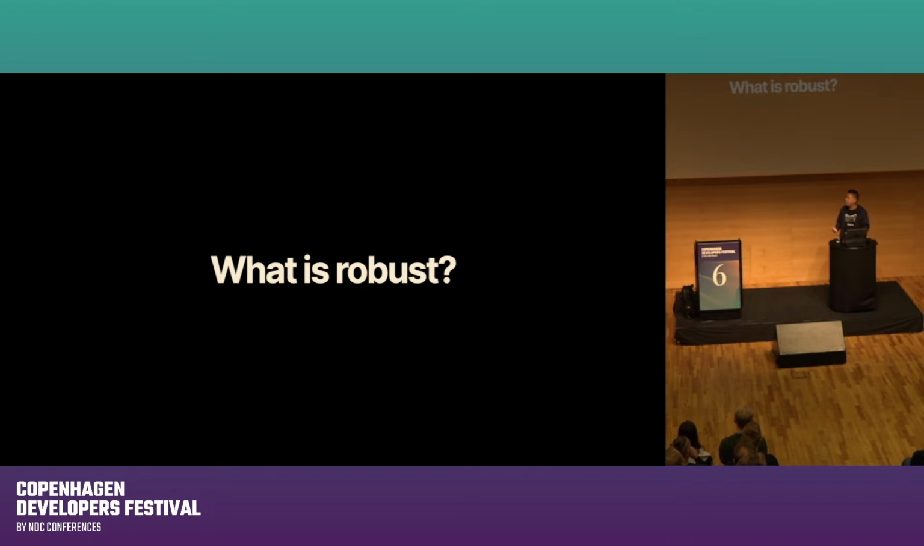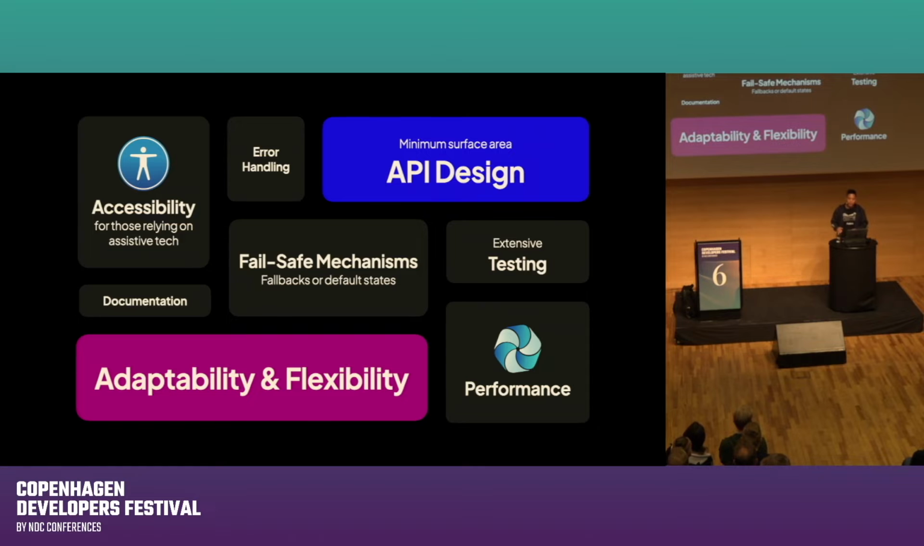So maybe let's take a step back and begin with the question of what is actually robust. I'd break this down into some key things that I've highlighted here that I found really important when thinking about robust UIs. First is, for example, API design. A well-designed API with a minimal surface area makes a component robust by exposing only the essential props, methods, or events, basically to simplify the integration, reduce the possibilities of errors and ease the long-term maintenance.